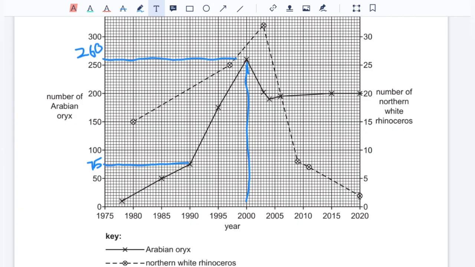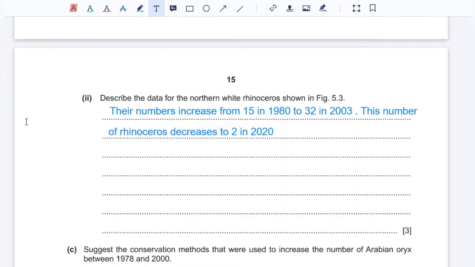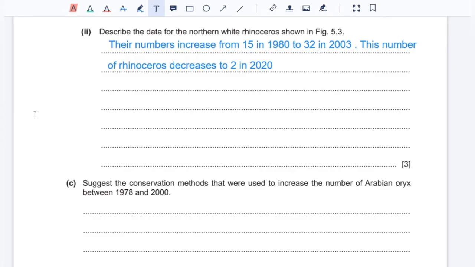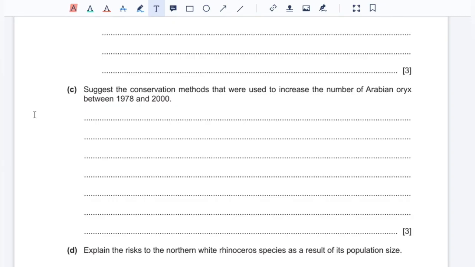Suggest the conservation methods that were used to increase the number of Arabian oryx between 1970 and 2000. This could include providing them habitats with protection, where hunting will be prohibited, and by using captive breeding programs which are carried out in zoos to increase the population size of endangered animals.